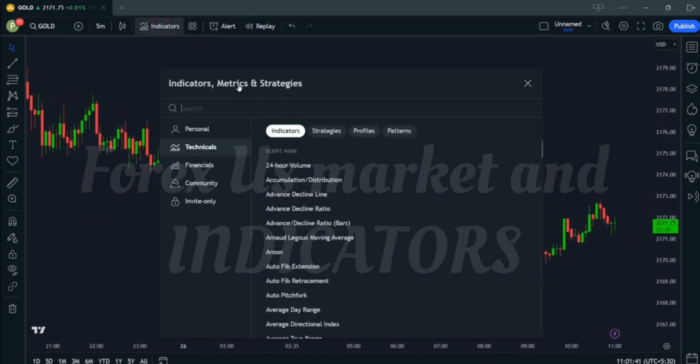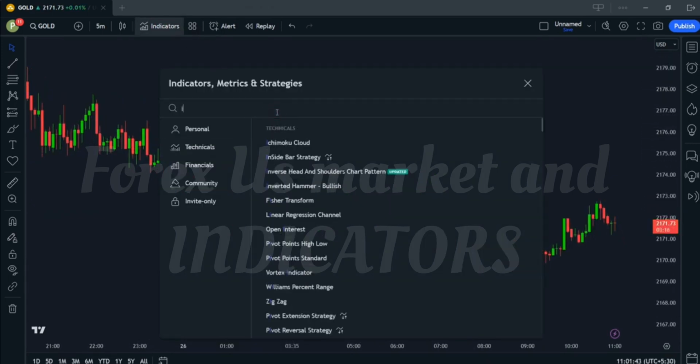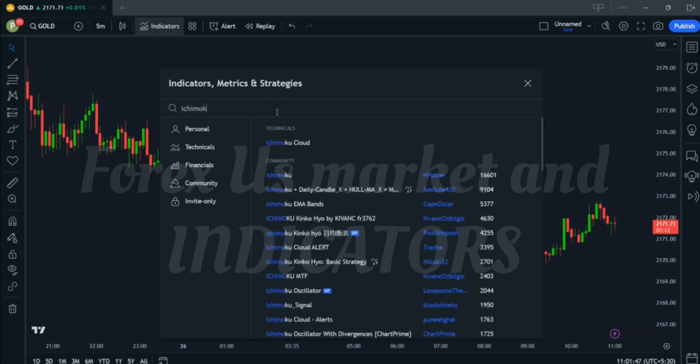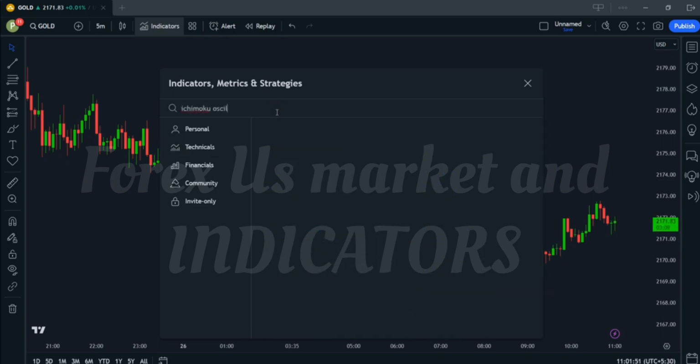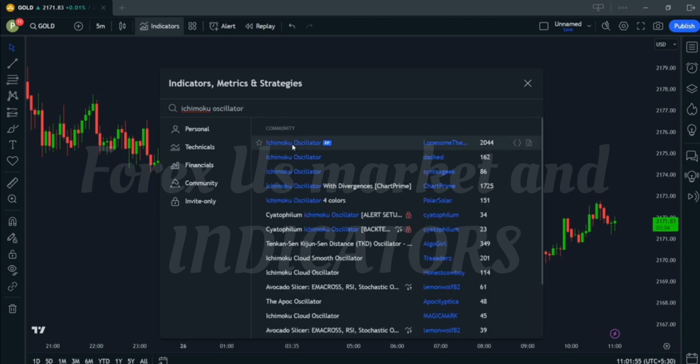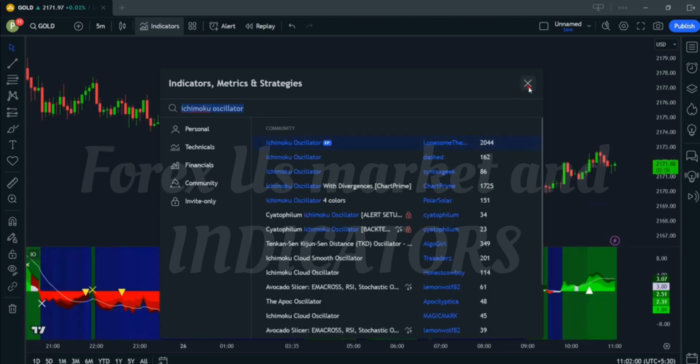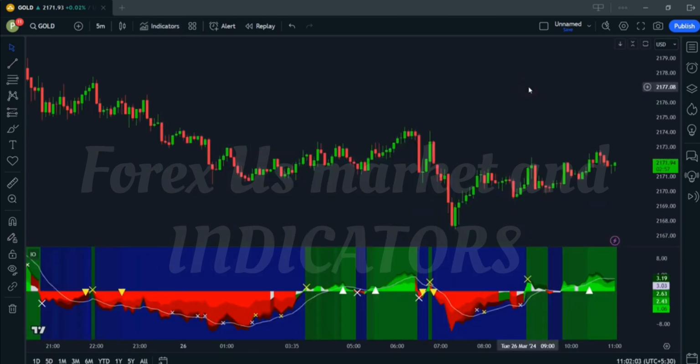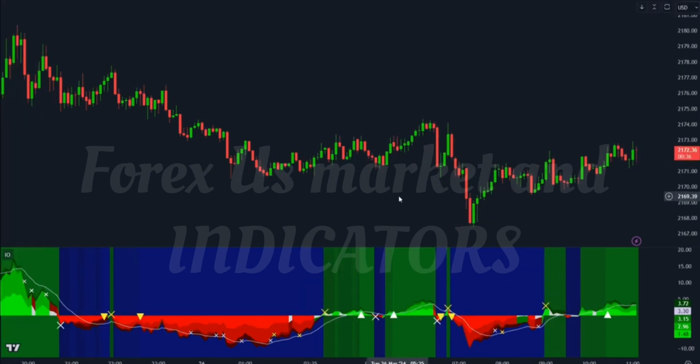Now, get ready to meet your trusty trading sidekick, the Ichimoku Oscillator. Don't worry, it won't wear a cape, but it will be your guiding light for buy and sell signals. Think of it as a secret decoder ring for the market.